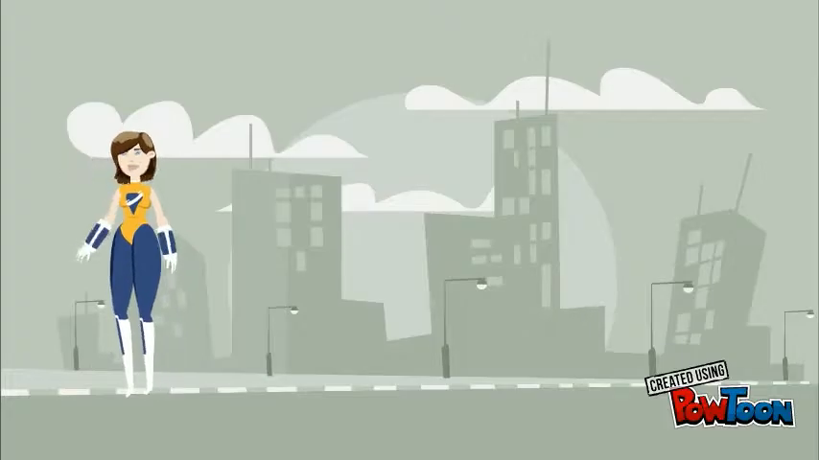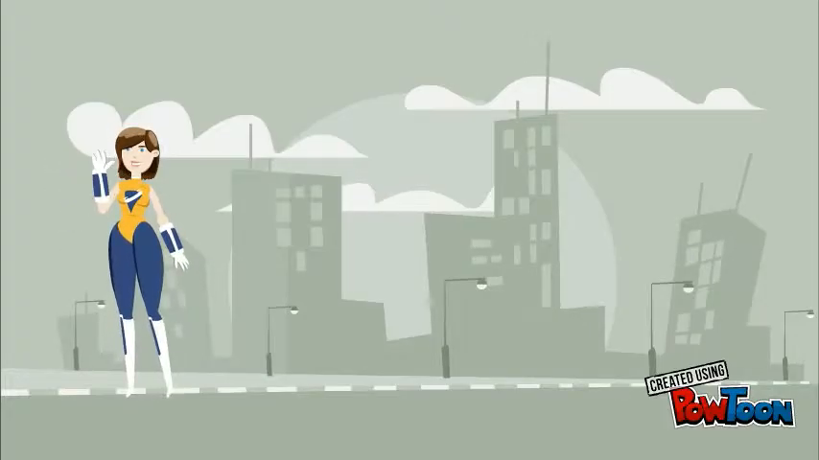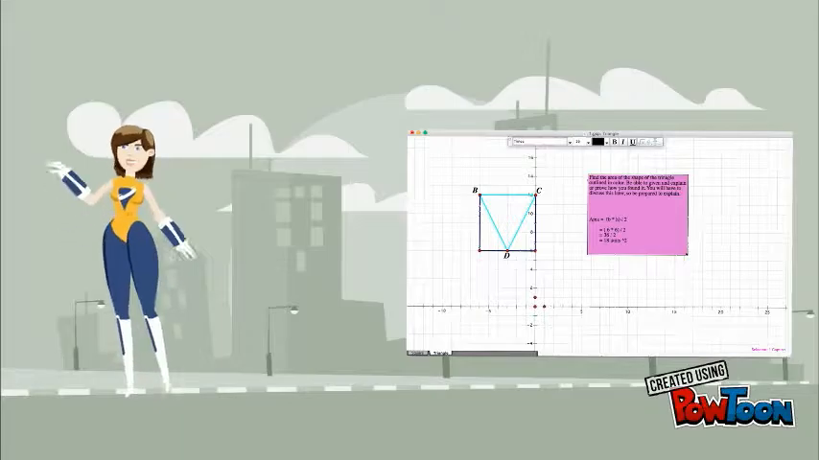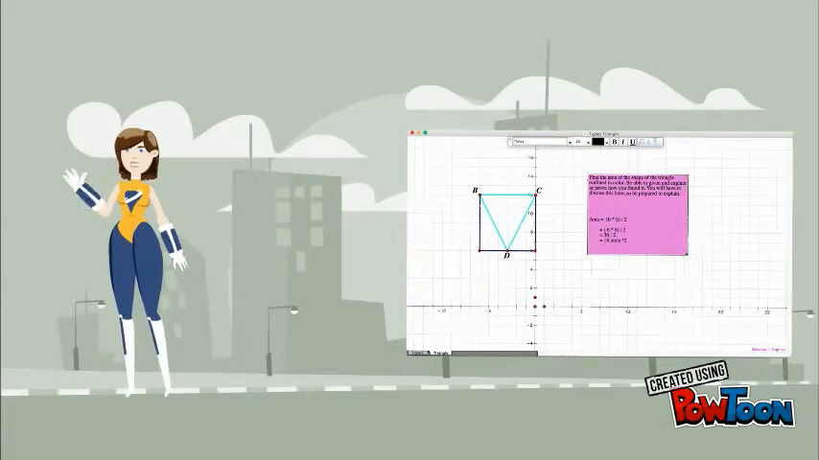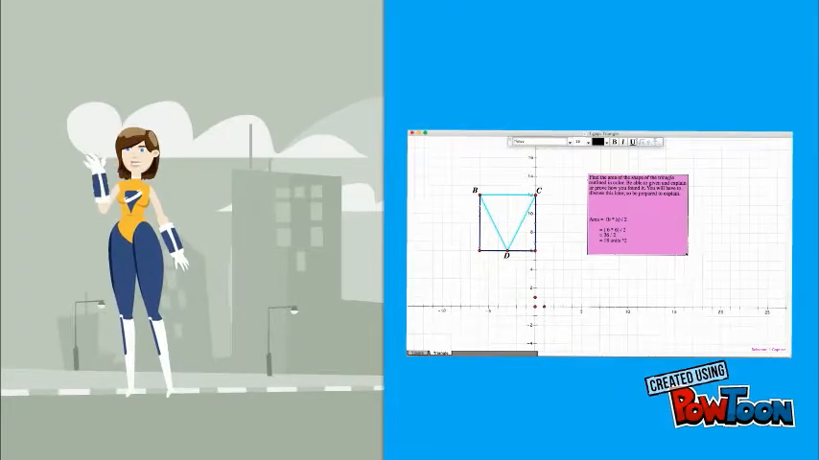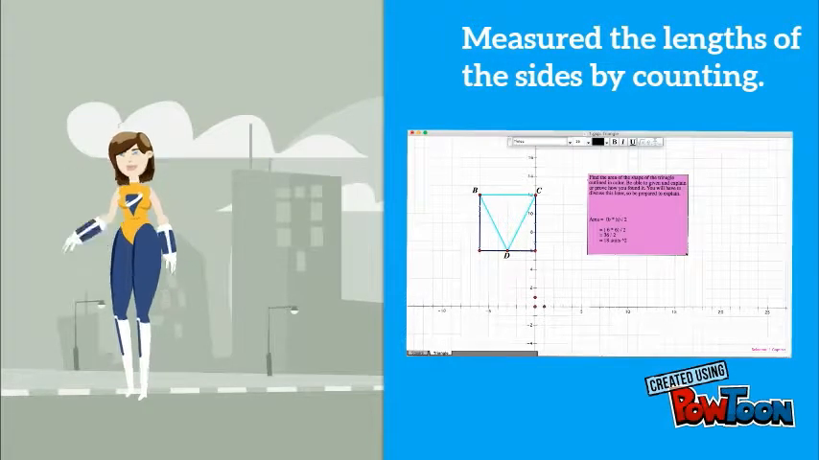Area of the triangle. I knew the formula was base times height divided by 2. The base of the triangle was the same as the top side of the square, so it was 6, and the distance from the base to the vertex of the triangle, or the height, was 6 as well. I then multiplied 6 times 6 to give me 36 divided by 2 to give me the area of 18.